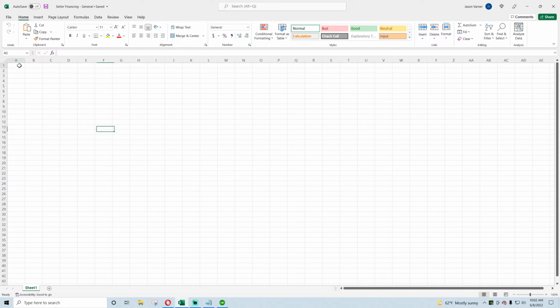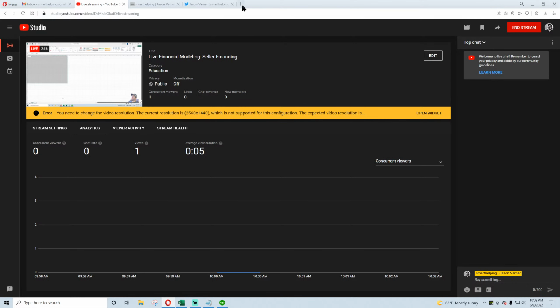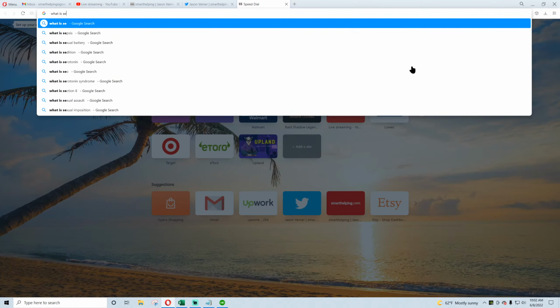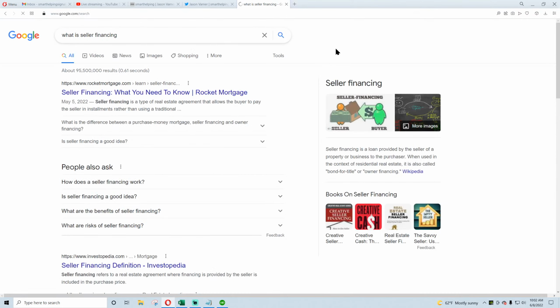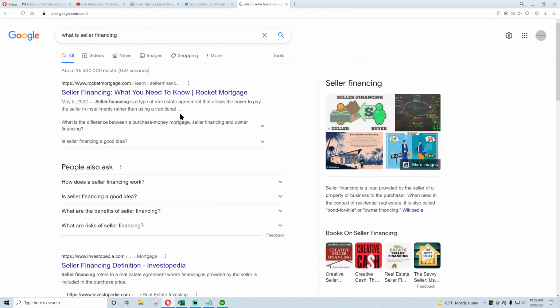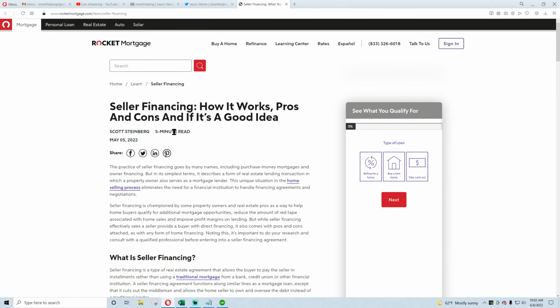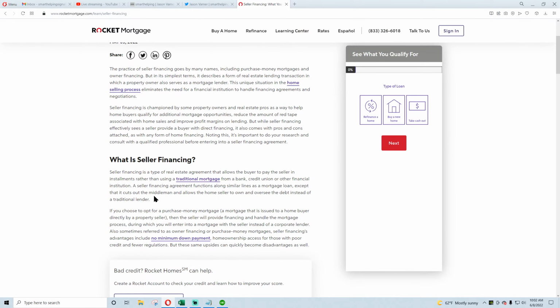So we've got our blank Excel sheet here that we're going to build off of, and we're going to figure out, let's just look at a general definition first. So what is seller financing? A type of real estate agreement that allows the buyer to pay the seller in installments rather than using a traditional, I'm assuming, loan. Using a traditional mortgage from a bank, credit union, or other financial institution, a seller financing agreement.